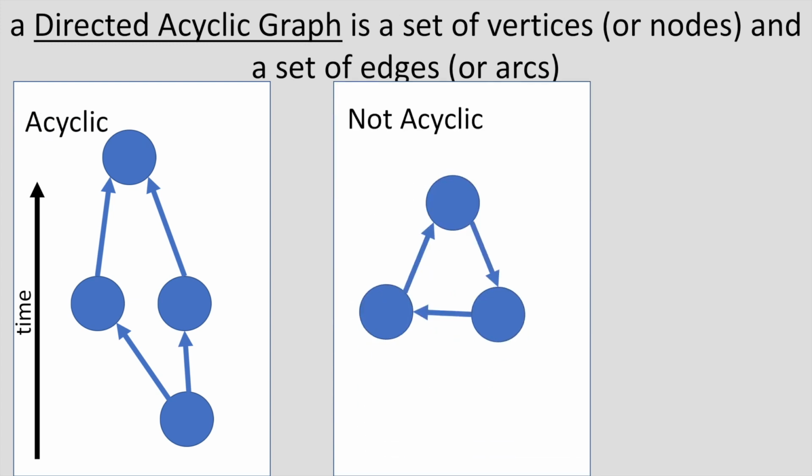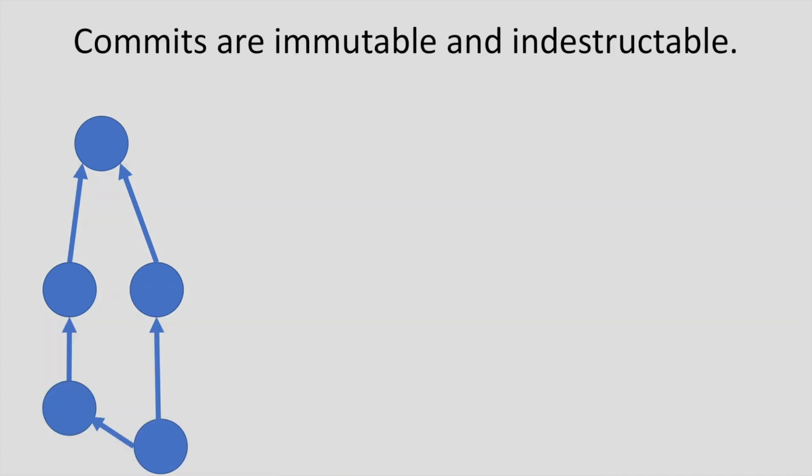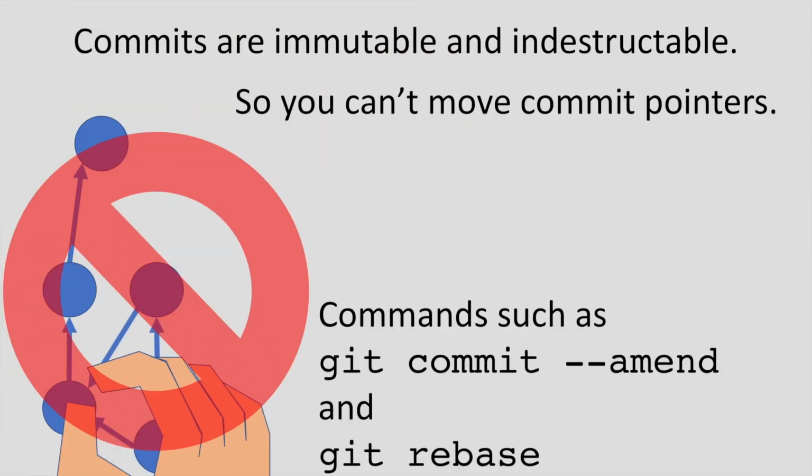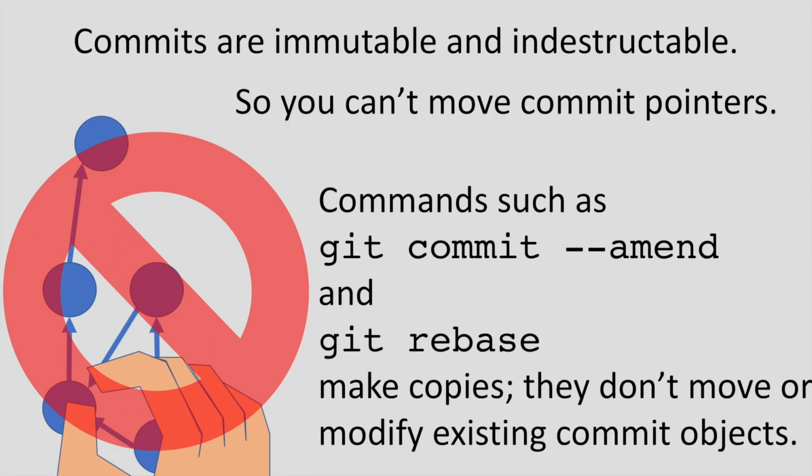Acyclic means there are no cycles in the graph. Cycles cannot occur in a Git graph since commits can only be created forward in time. In fact, Git commits are immutable and indestructible. Git made it this way to preserve history. Since commits are immutable and indestructible, you can't move commit pointers. Commands such as git commit --amend and git rebase make copies. They don't move or modify existing commits, they only make copies.